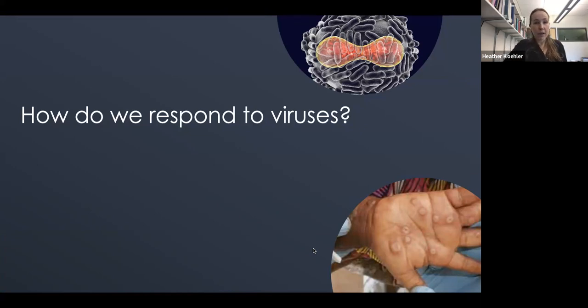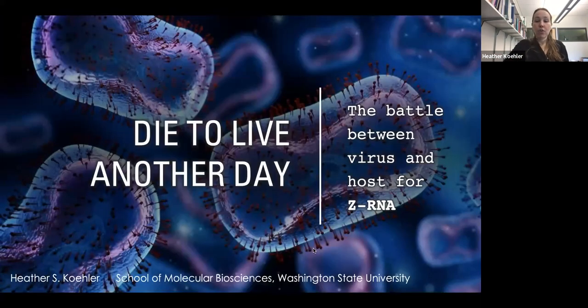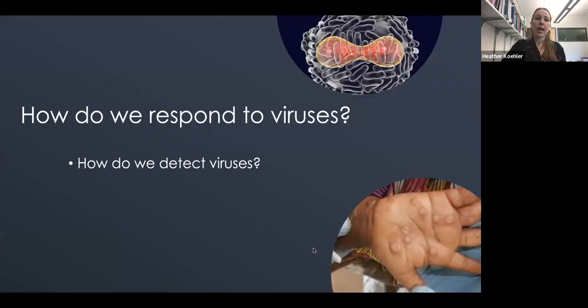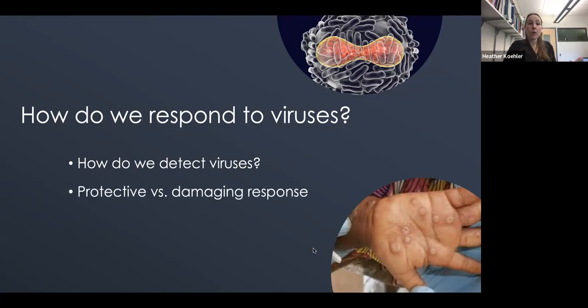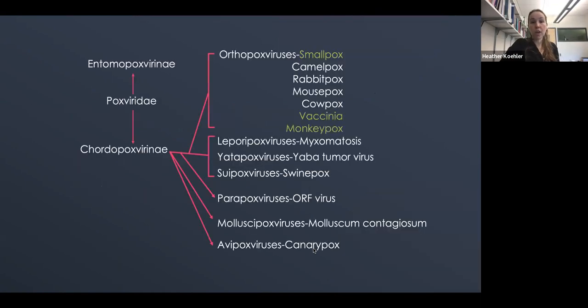I'm a really bad virologist in that I don't care about the virus very much. I like to use it as a tool because I think it's great in terms of measuring how we as a host species respond so that we can better shape vaccines and therapeutics from there. So how do we detect the viruses and how do we balance this protective versus damaging response and use this to our advantage? So I use the orthopoxvirus model.